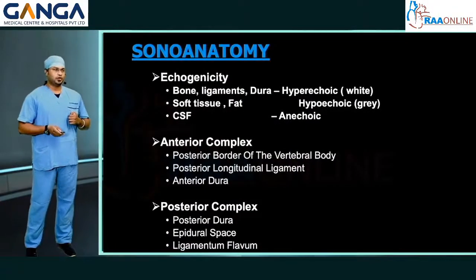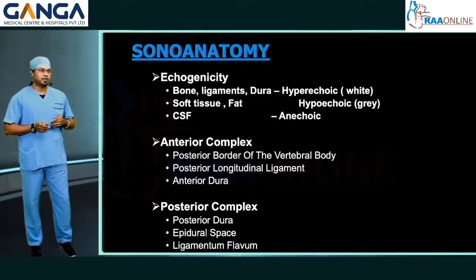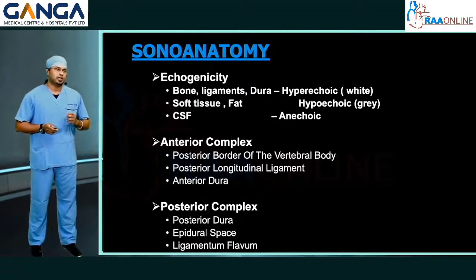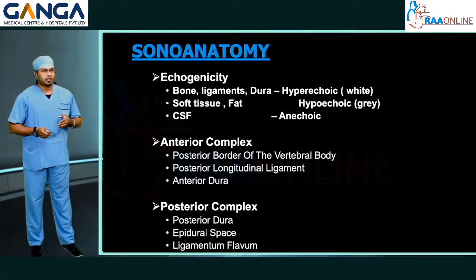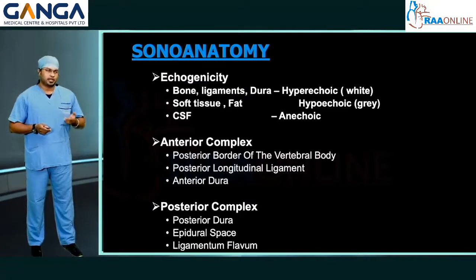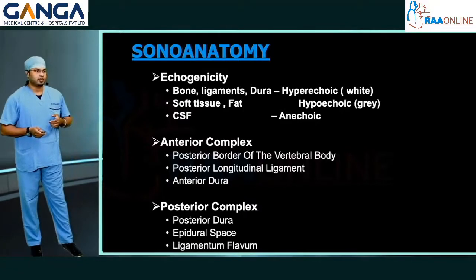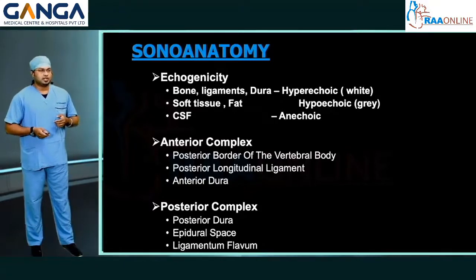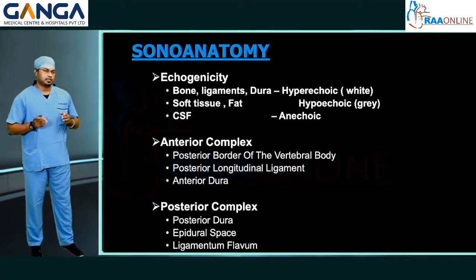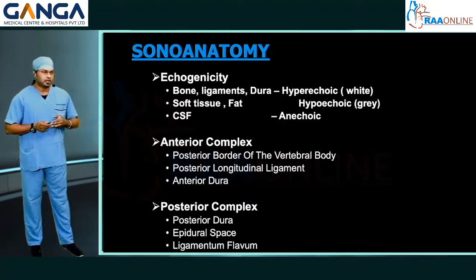Before going into the scanning, we have to have some brief idea about the zonal anatomy of the vertebra and its contents. Echogenicity wise, the bone, ligament and dura will be hyperechoic. They reflect all the echoes hitting them and will appear white. Whereas the soft tissue, mainly the muscle and the fat, will appear hypoechoic and remain grey in color. Coming to the CSF, it will be anechoic as it transmits all the echoes hitting it.